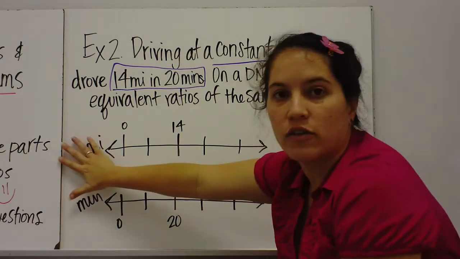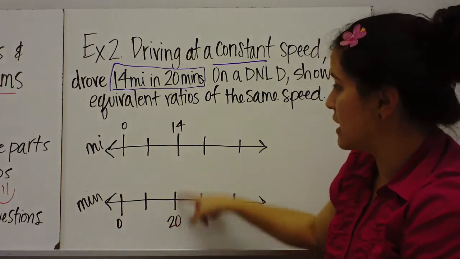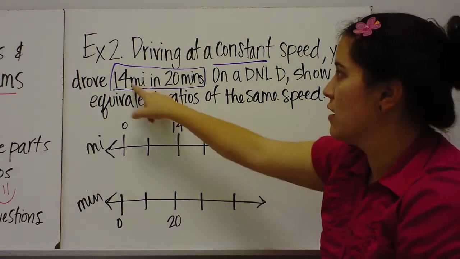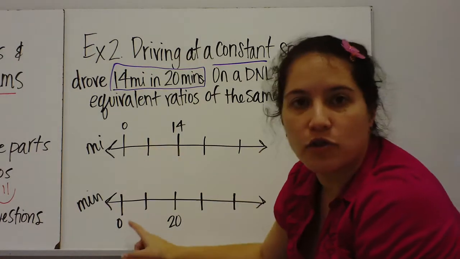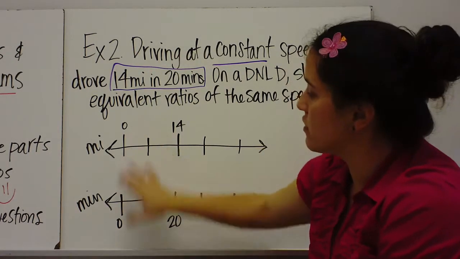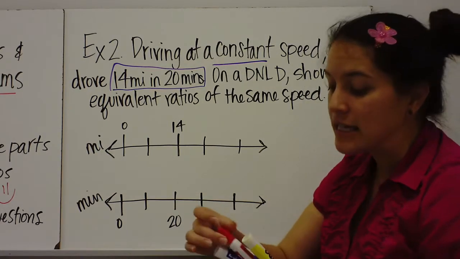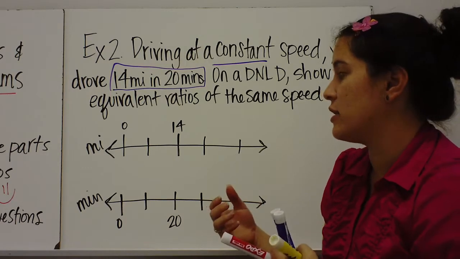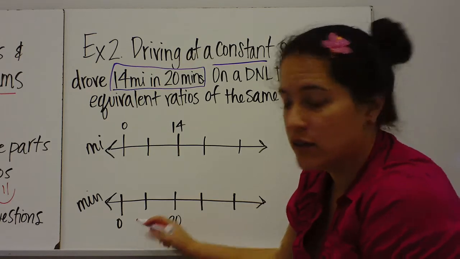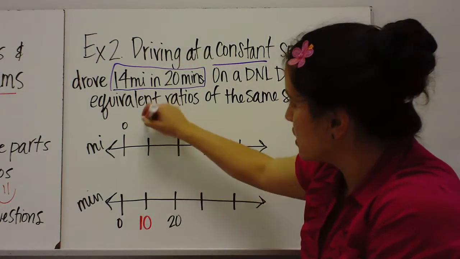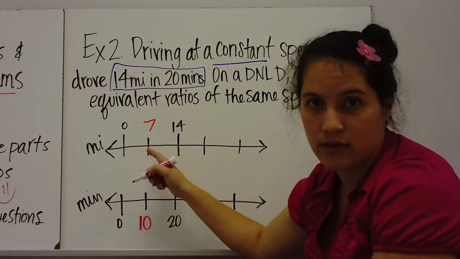I already have set up for you a double number line diagram, miles and minutes. And as you can see, here is my first ratio, 14 miles to 20 minutes. Also, if you drive 0 minutes, you're going to drive 0 miles, so 0 to 0. So let's find some equivalent ratios. The easiest thing to do is to just half it and double it. Half of 20 is 10. Half of 14 is 7. So that means in 10 minutes, we can drive 7 miles.